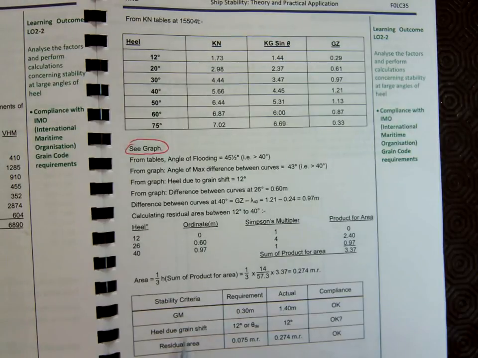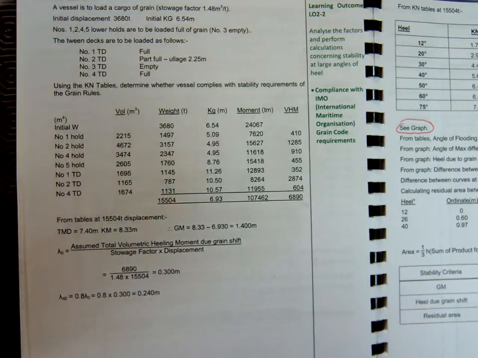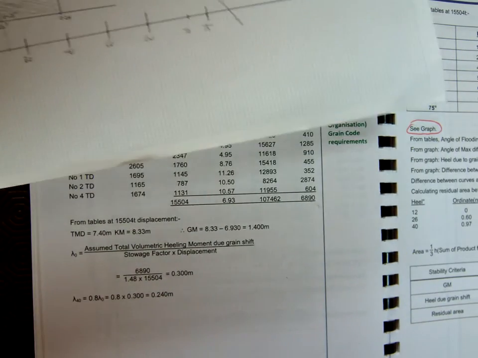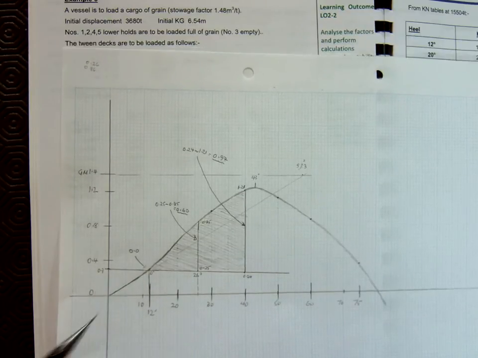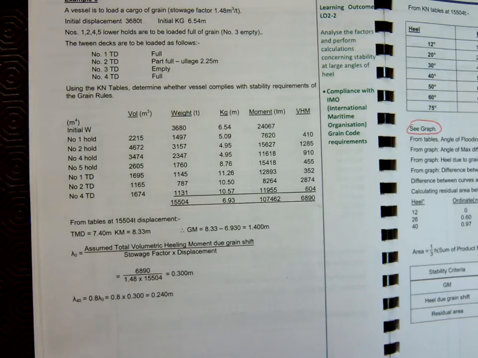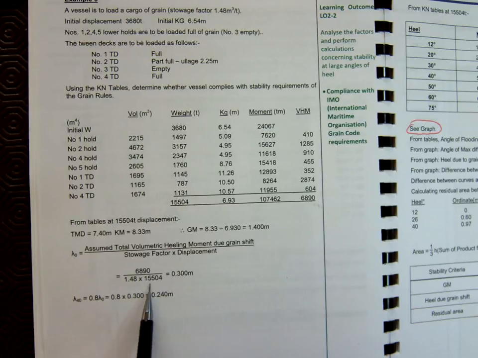Now we need to know the angle of heel due to grain shift and the residual area. To find this angle of heel, we need our heeling arm curve, or if you like, this straight line that we've drawn, and we use the lambda formula, which is here. So lambda 0 is our assumed volumetric heeling moments over stowage factor times displacement. This is where our heeling moments come in now. So we get 6,890, and we divide that by stowage factor times our displacement. Of course, it's the final displacement, and we get 0.3.